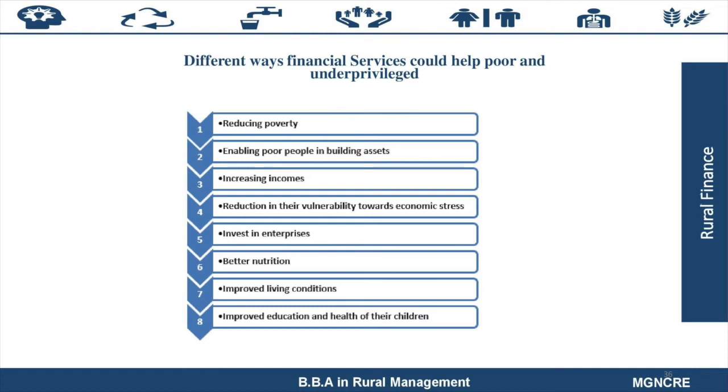The poor people get the money to build their own assets on which they can bank, and it leads to a reduction in their vulnerability to economic stress. In one way, it is trying to clear out the economic problems of the people, especially the poor, underprivileged people belonging to rural areas, and in the process ensuring that they are able to climb out of economic distress. Once a person is able to build assets for himself through microfinance, he will then be in a position to invest in enterprises.